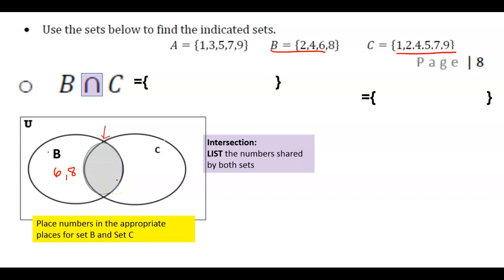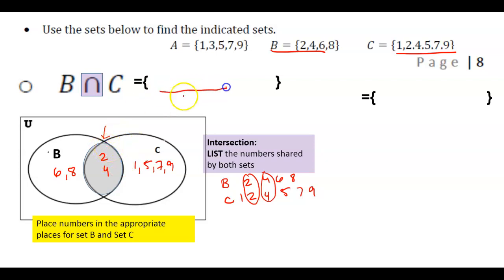Since it's empty, it might be helpful to list out set B and set C. 2, 4, 6, 8, and 1, 2, 4, 5, 7, 9. As you can see, I have a 2 in common and a 4, so I'll write 2 and 4. 6 and 8 are only in B, and 1, 5, 7, and 9 are only in C. So what are some numbers that B and C have in common? I'll let you fill that in.